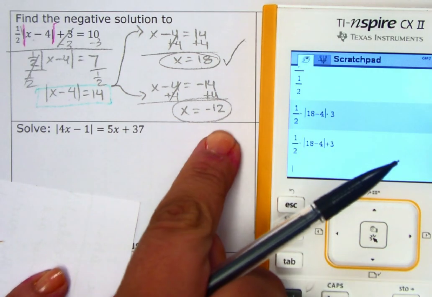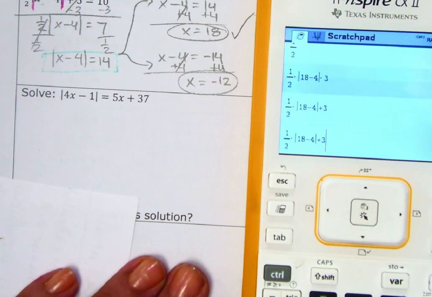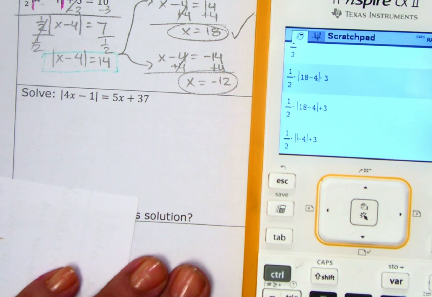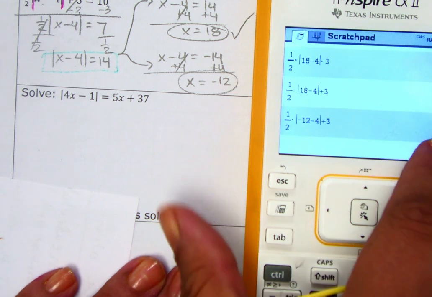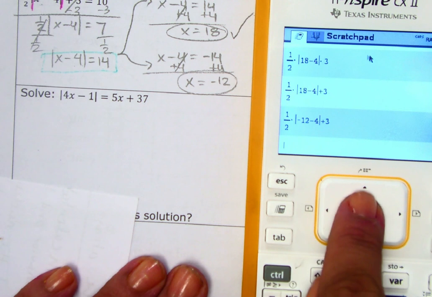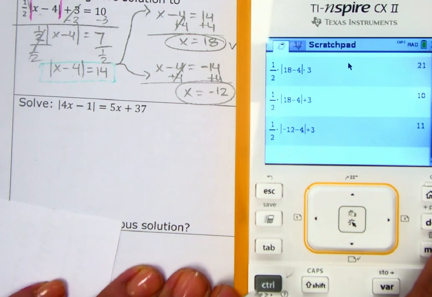And then now we're going to try negative 12. So we're going to do replacing the 18 with the negative 12. And you get, I got 11. That shouldn't work.